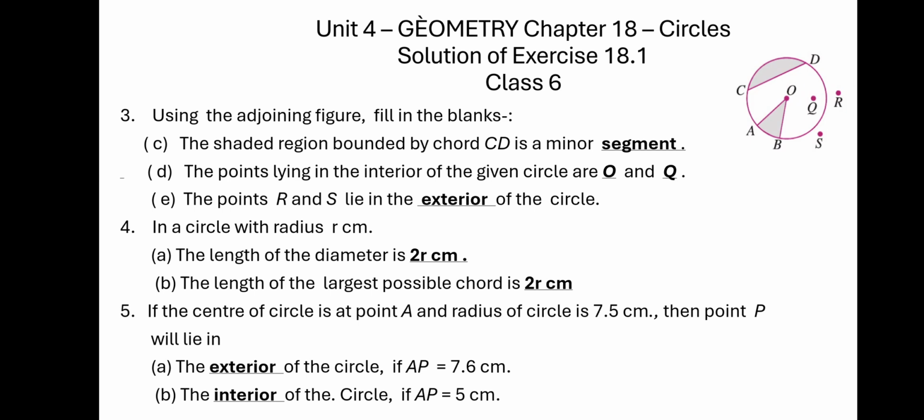Whereas B question, the interior of the circle, because AP is 5 centimeter, so P is in the interior of the circle, and therefore AP will be, because AP is 5 centimeter, P will be in the interior of the circle.